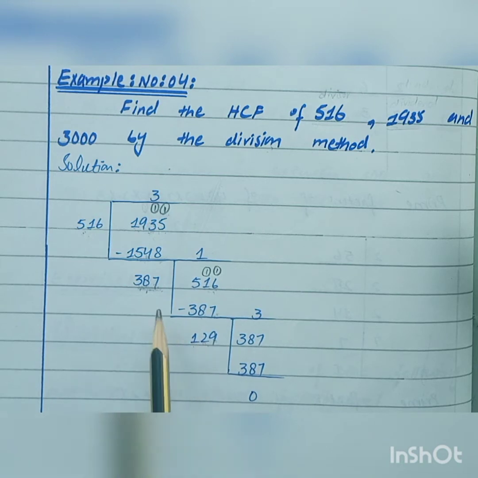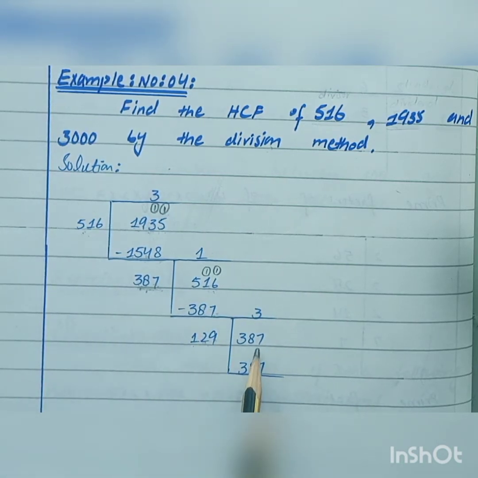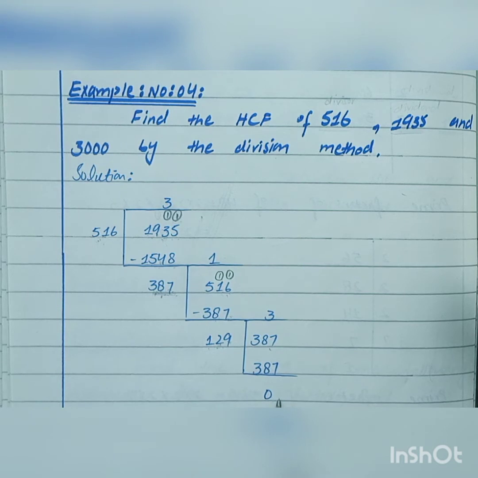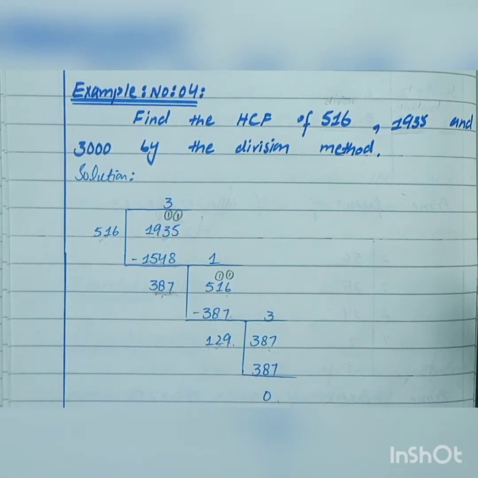Next, divide 129 and 387. 129 we take outside and 387 inside. 129 times 3 is 387. We get 0 as a remainder, so the last divisor, 129, is considered as the HCF of 516 and 1935.